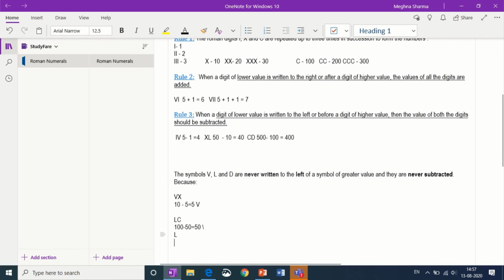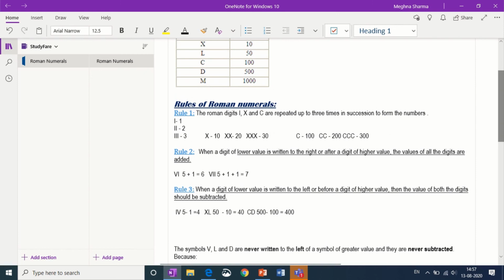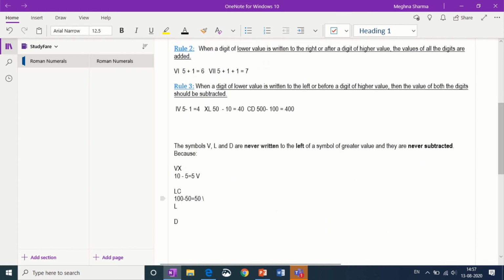Now for D also, let us take one example so that it will be clear. D, and the next greater than D is M, which is 1000. M. Now 1000 minus 500 is equal to 500. Here also 500 already has its own symbol, D. Why do it? That's why we never subtract this.